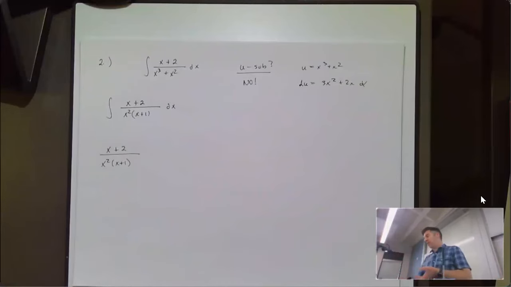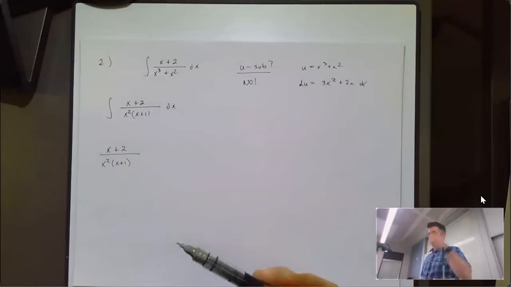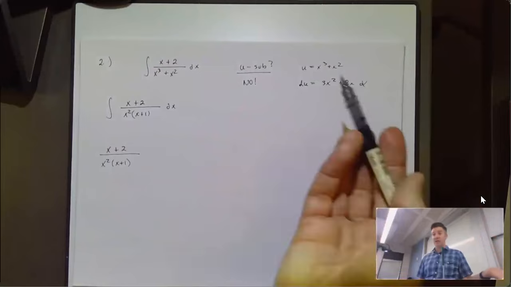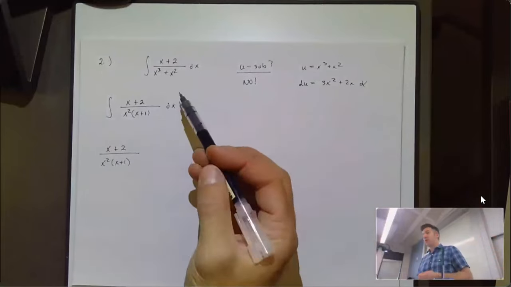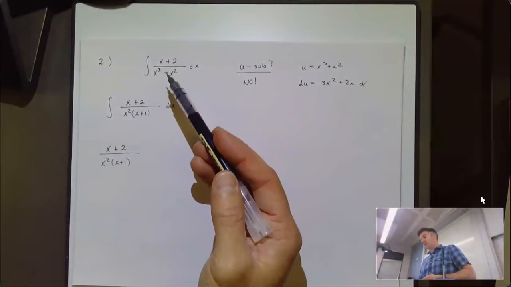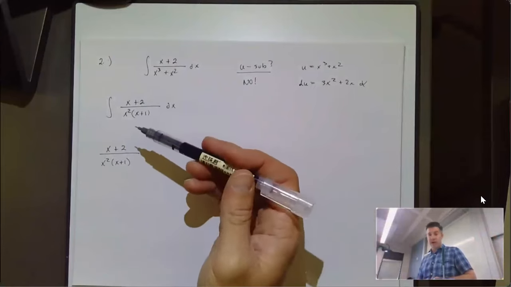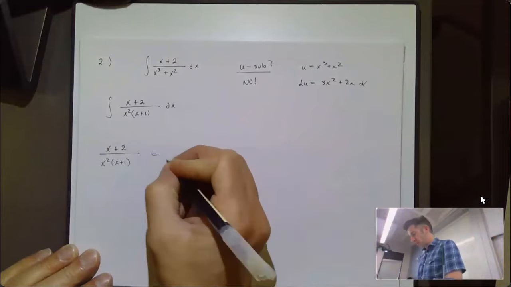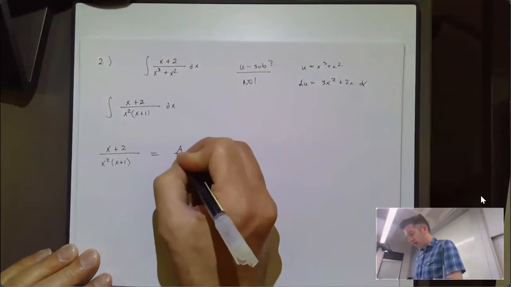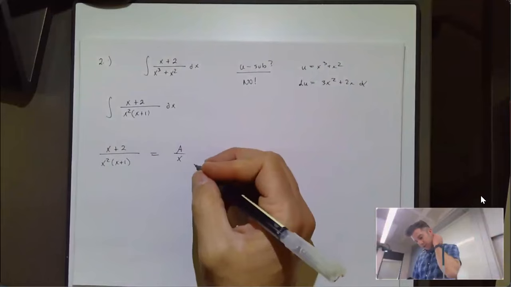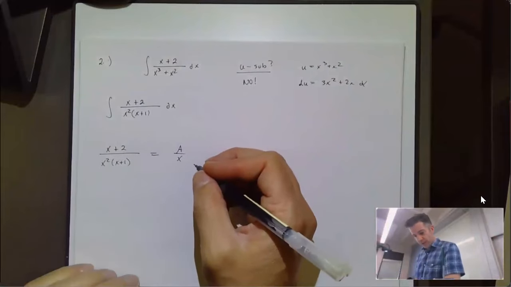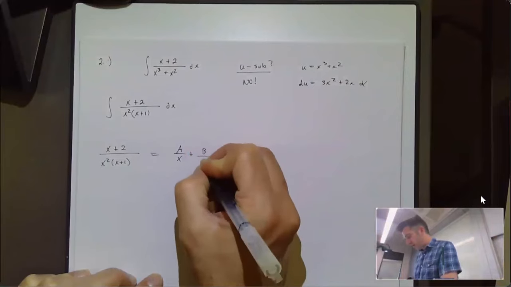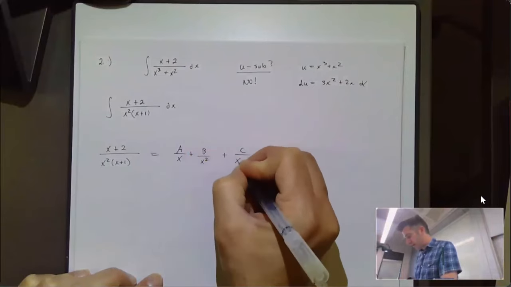So if all I have is powers of x and u sub isn't going to work, then partial fractions, if it meets the criteria. If it's a rational function whose degree on top is lesser than the degree on the bottom and whose denominator factors, then I can use partial fractions. So let's see, I'm going to write this as a over x plus b over x squared plus c over x plus 1.